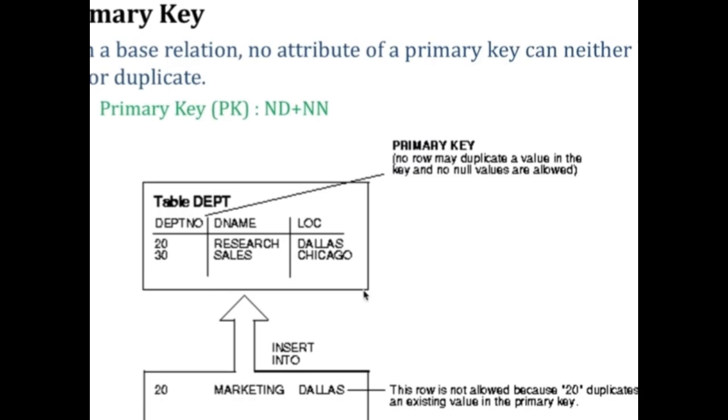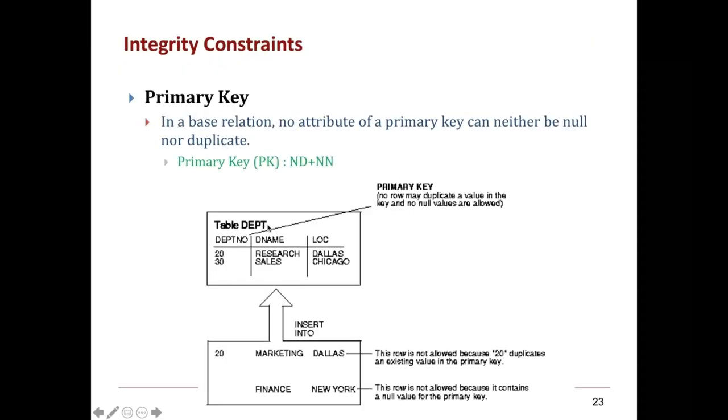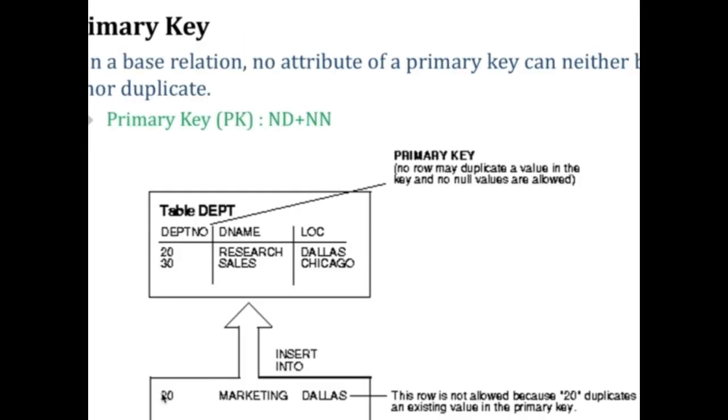Okay, now let's look at the figure. This is the table department and it has department number, department name and location. I want to insert a new record here. Department number is the primary key. I want to insert a new record with department number 20, department name marketing, and location Dallas. Should I be allowed to insert a new record here when department number is the primary key? Should this record be allowed to insert into this table?